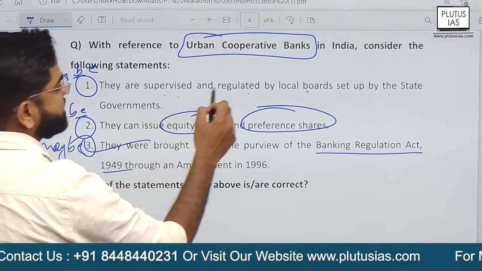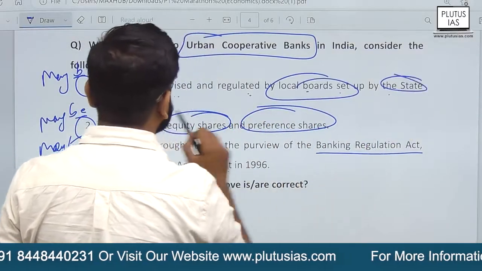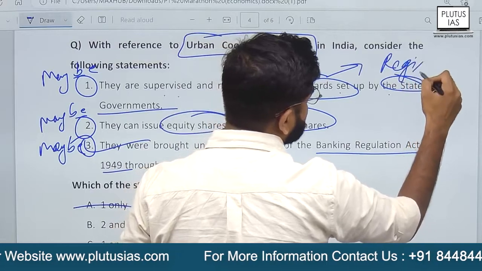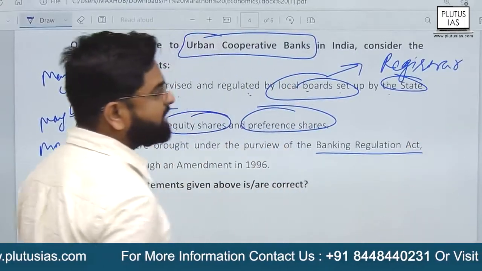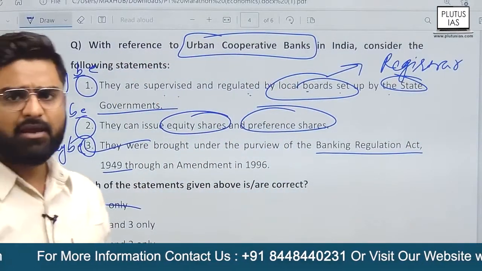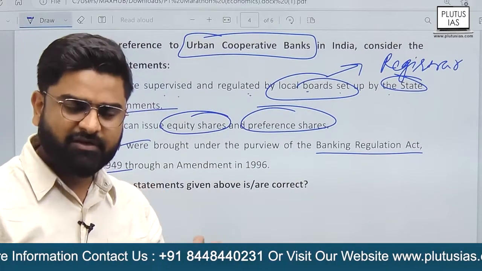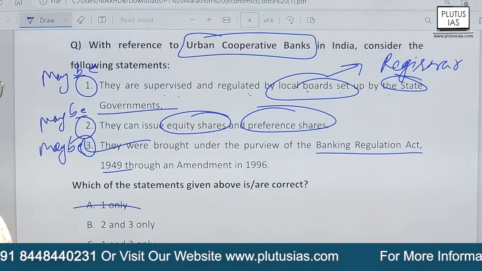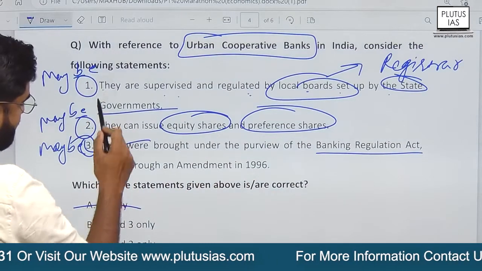They are supervised and regulated by local boards set up by the state government. That is not how it works. They are regulated by the registrar. There is a Registrar of Cooperative Societies in the state government. They regulate their administrative function, and RBI regulates, not all, but some functions, the banking functions. Administrative functions are regulated by the registrar. So the first is wrong, and the third is correct.